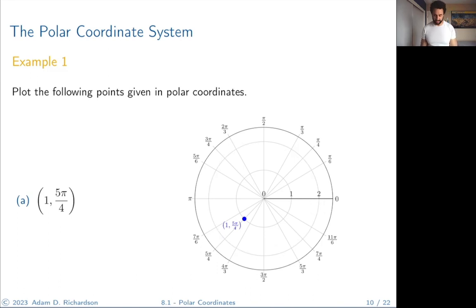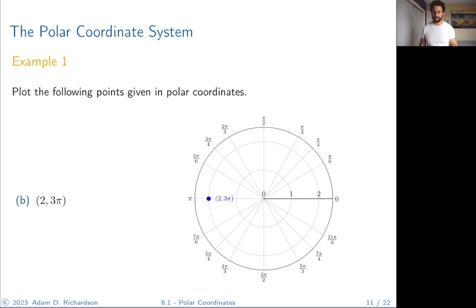Our point lies on a circle of radius 1, so we're going to be on this circle right here, centered at the origin. We're going to sweep around an angle of 5 pi over 4. Here's the polar axis, and we go around 5 pi over 4 radians, and that lands us at the point. There it is. That's pretty much it. Hopefully that's not too bad. You can do this without too much trouble. You just have to remember it's a radius and an angle.